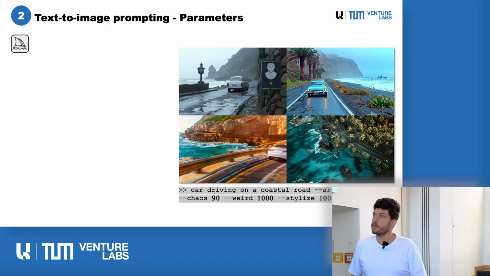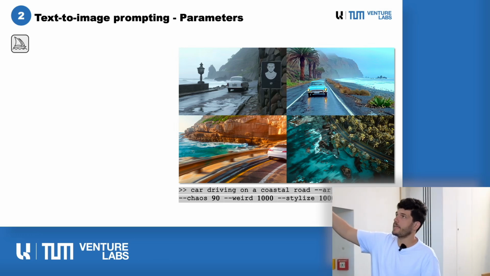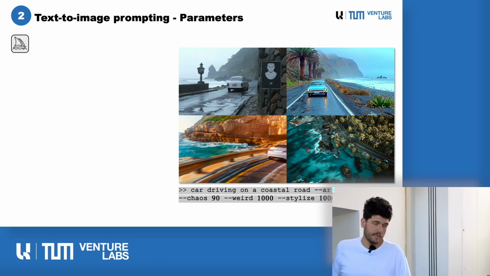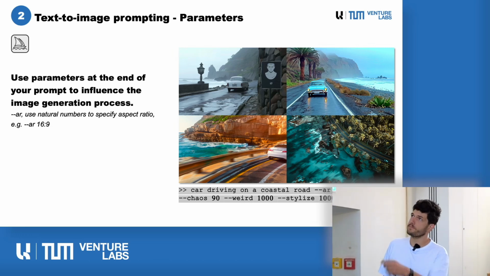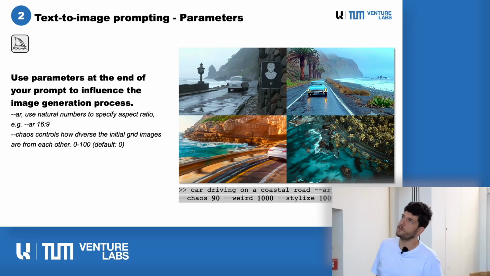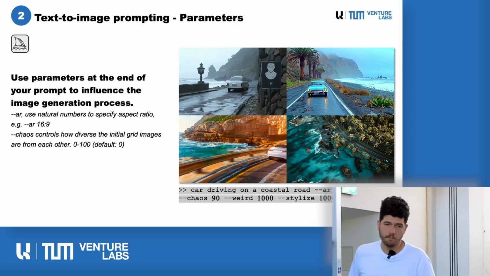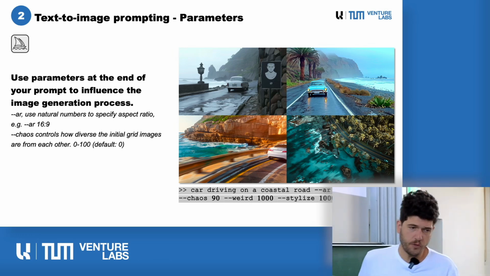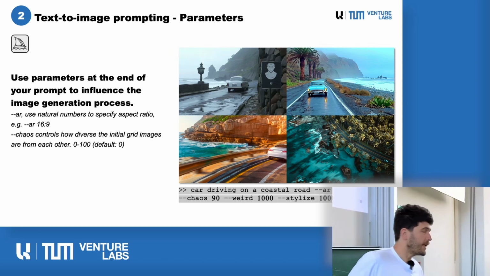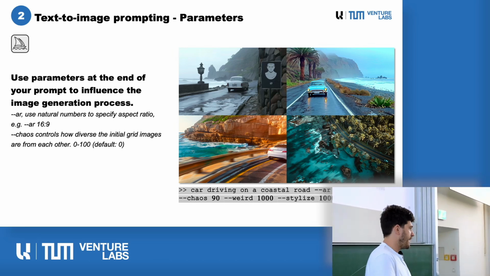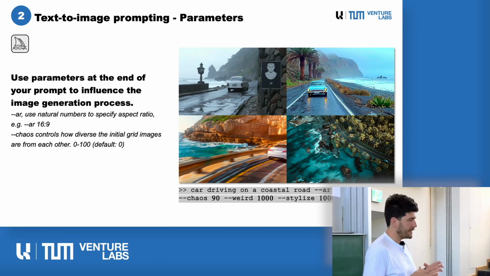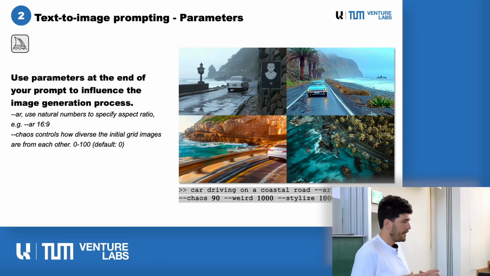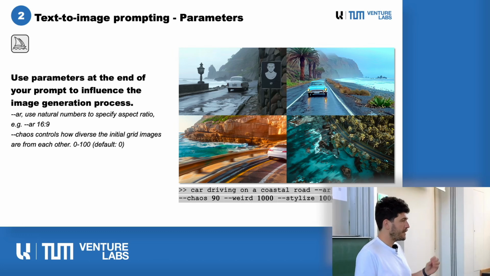So let's talk about some other parameters that we want to use. AR we already used. Chaos can be a very helpful command for you if you don't know exactly what style you want. Chaos is a parameter between 0 and 100 and basically gives the freedom to vary the 4 images.